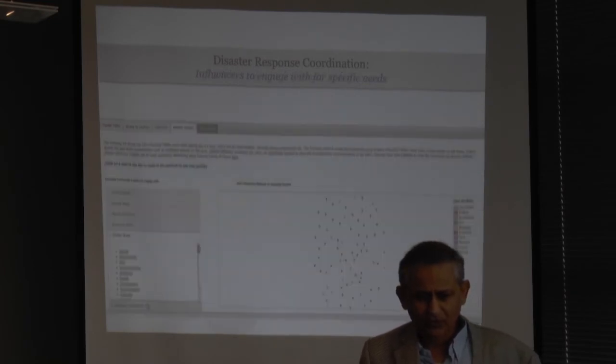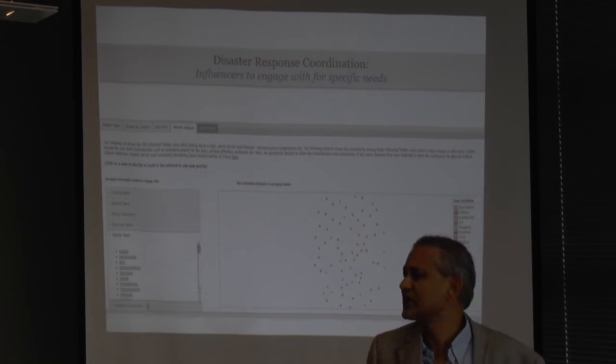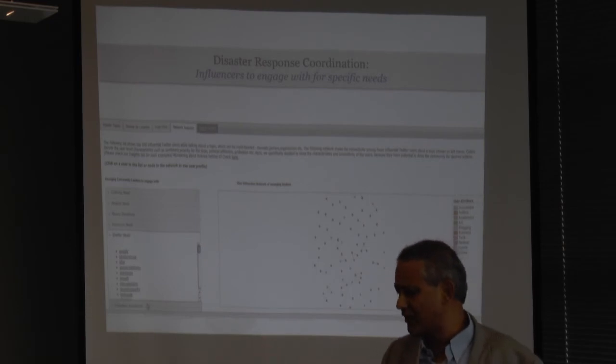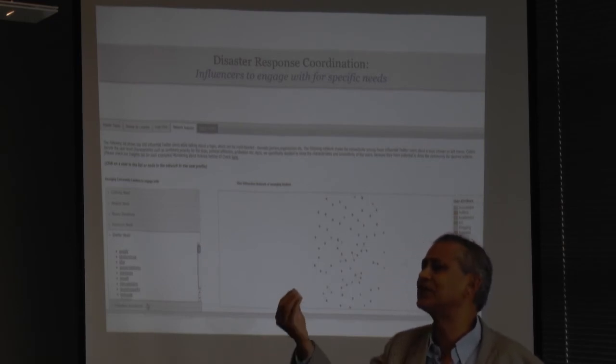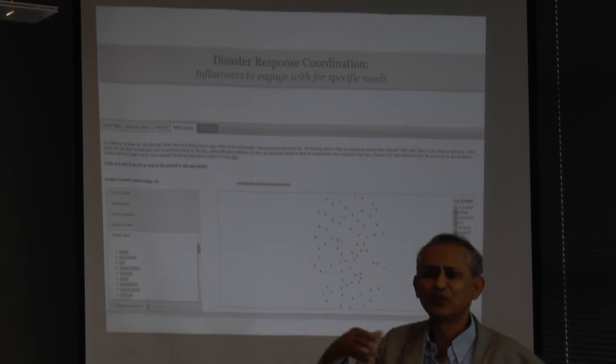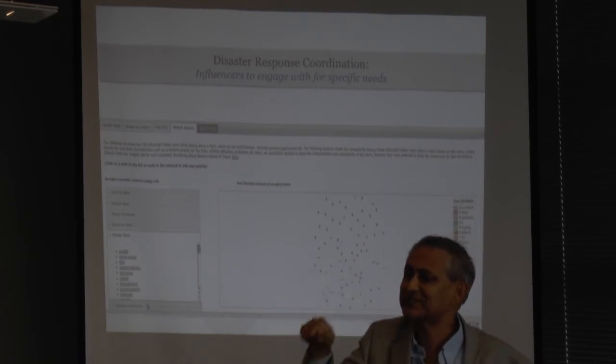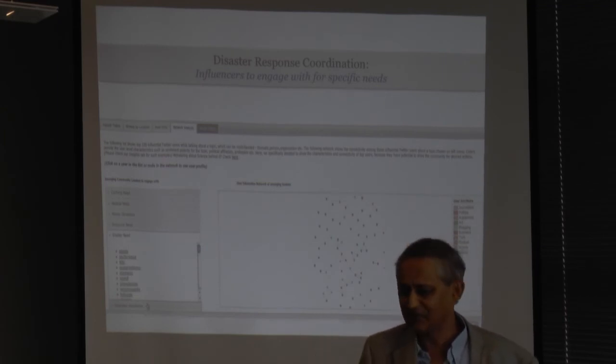Here, during the disaster, it says who the influencers are to engage with. So for example, during a mudslide, a local person simply emerges as a community leader. There is no predefined role, but people simply take over the role. You want to find that person and reach out to that person, ask him what he needs, and arrange help for them.